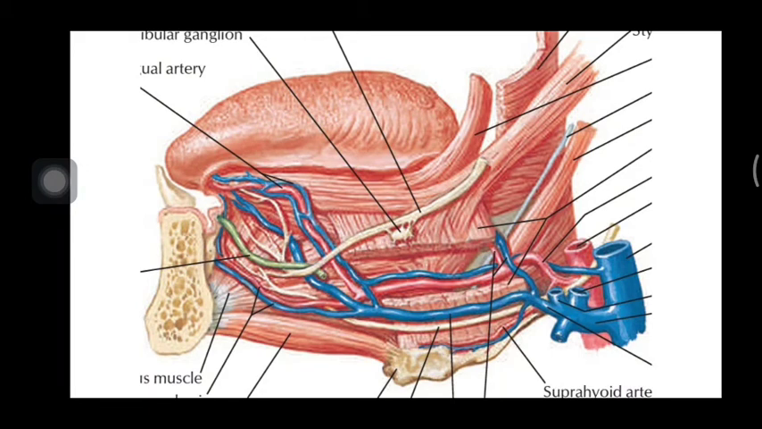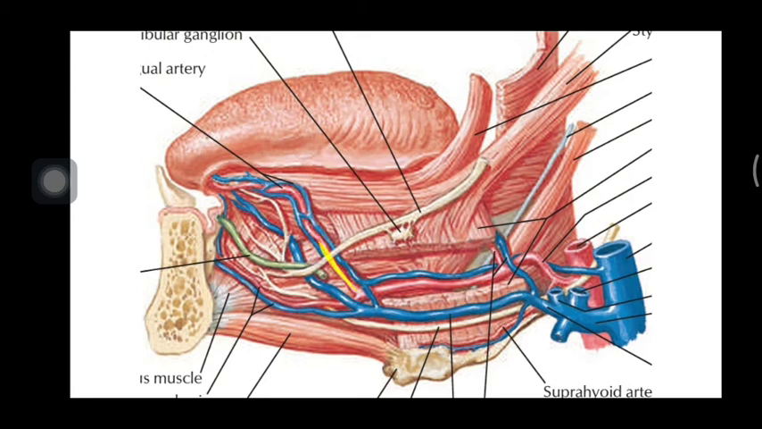The next branch arises from the second part, and that branch is the dorsal lingual artery. This dorsal lingual artery consists of 3 or 4 branches which pass upward and supply the mucous membrane of the dorsal surface of the tongue, palatine tonsils and soft palate.